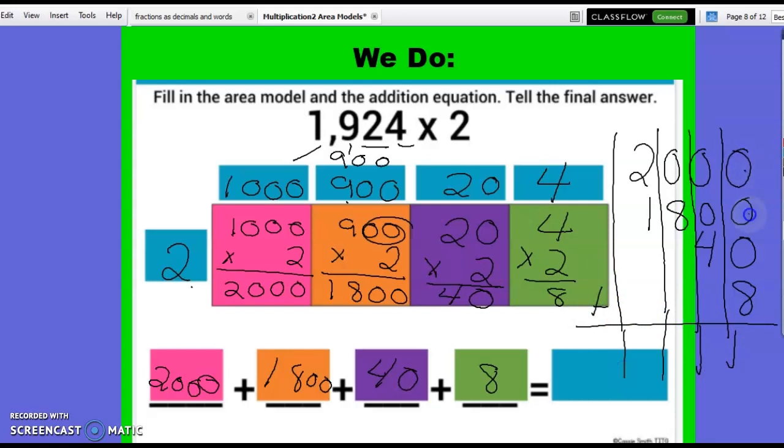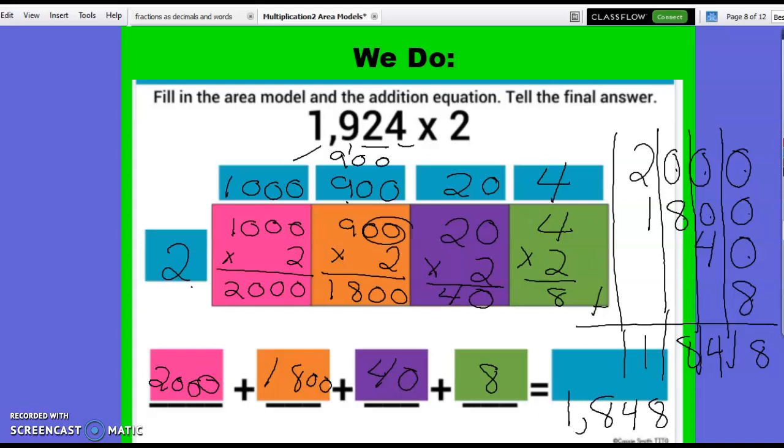So then I have 0 plus 0 plus 0 plus 8. I bring down my 8. 0 plus 0 plus 4, bring down my 4. Then 0 plus 8 is an 8, and 2 plus 1 is 3. So my answer is going to be 1,848.